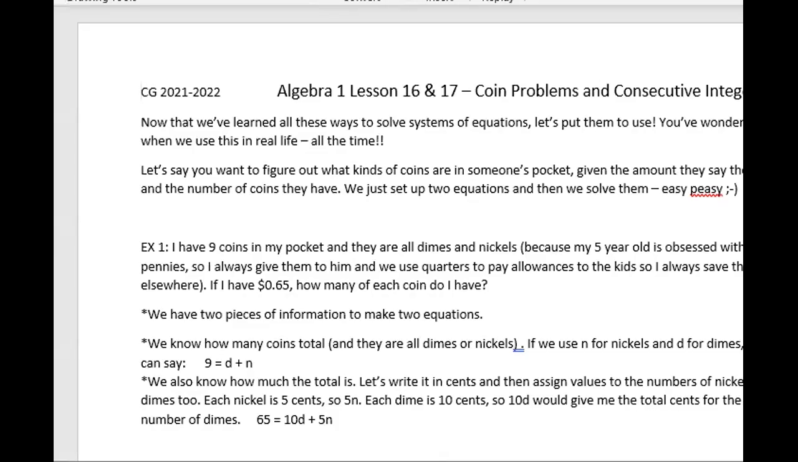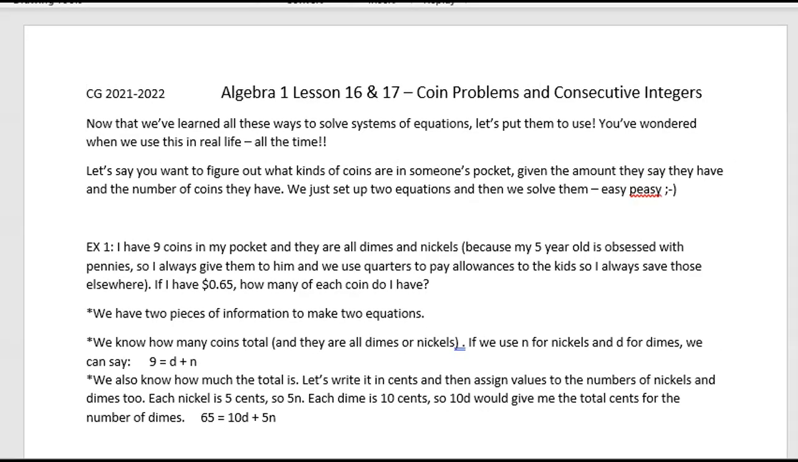So I'm just going to go over our lesson from class. Hopefully your sub did a great job. I'm not positive who it was, but I'm just going to go over it really fast and do some of the examples to make sure that you understood it. So we've learned all these ways to solve systems of equations. Now we're going to put them to use.